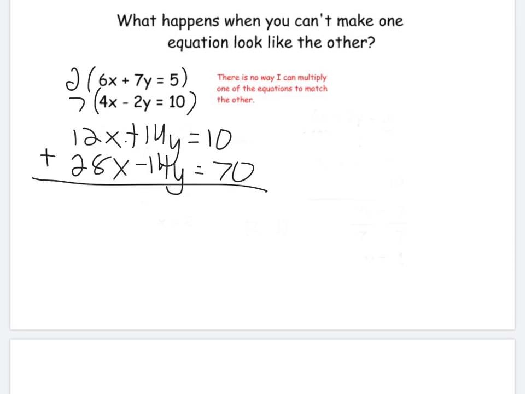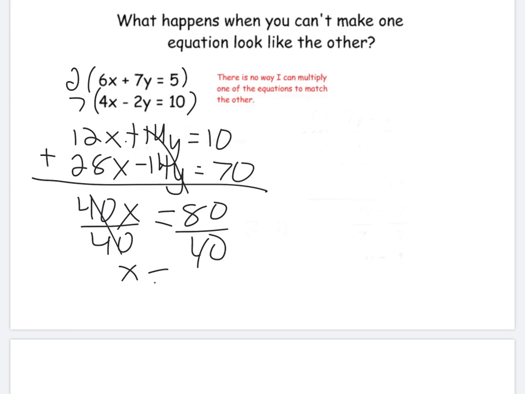I have now created the opposites, 14y and negative 14y, so now we can go ahead and do step 3, which is to create an addition problem and add my like terms. So 12x plus 28x gives me 40x. The y's are opposites, so they cancel each other out, and then 10 plus 70 is 80. I can then divide both sides by 40. I'm left with x, and 80 divided by 40 is 2.